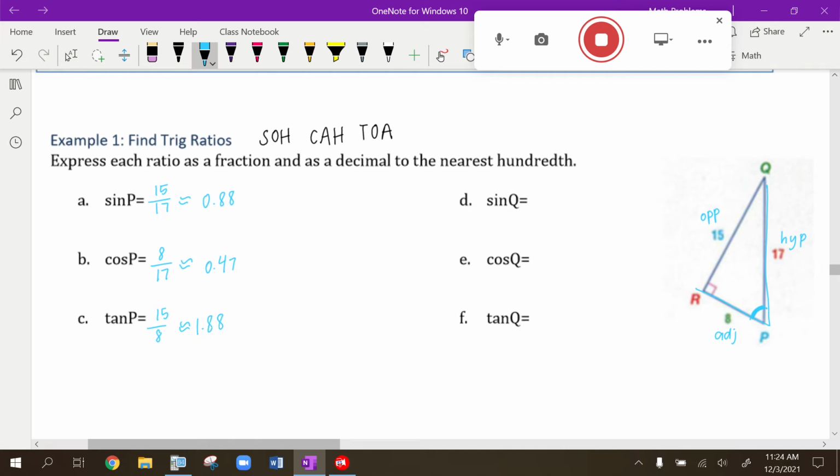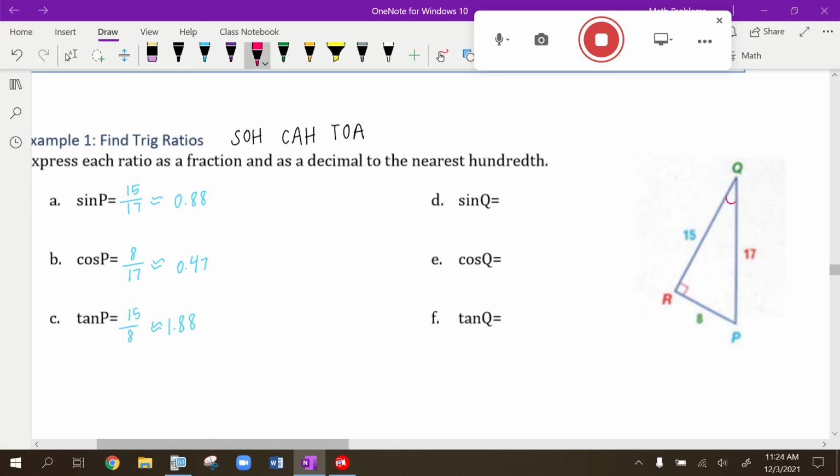as my decimal approximation. Now, once we switch to D, E, and F, notice that the angle switches. Now we are focusing on angle Q. So I want you to either redraw the triangle or erase what you were working with and highlight angle Q. Now, the hypotenuse stays the same. It's still 17. When we highlight angle Q, I see that the side that's not used is RP. RP is the opposite side, and 15 is the adjacent side.